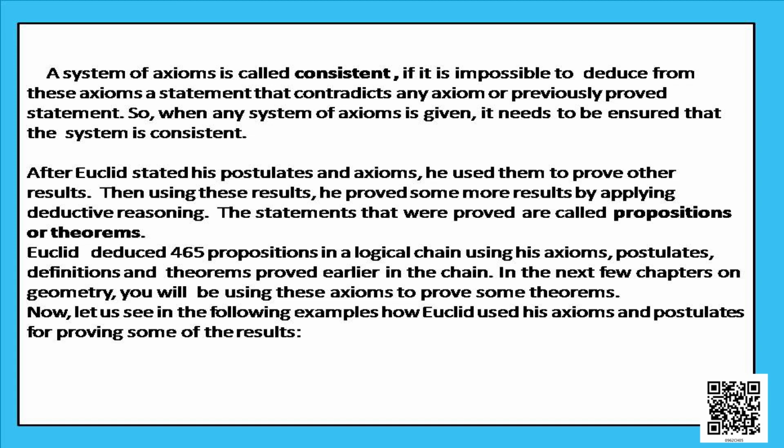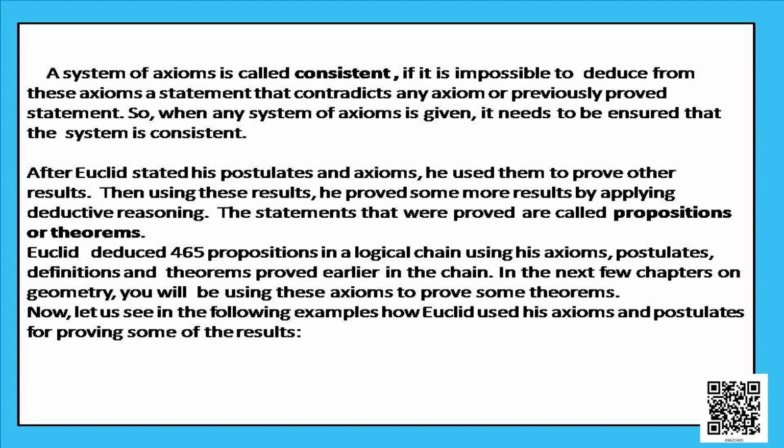After Euclid stated his postulates and axioms, he used them to prove other results. Then using these results, he proved some more results by applying deductive reasoning. The statements that were proved are called propositions or theorems. Euclid deduced 465 propositions in a logical chain using his axioms, postulates, definitions and theorems proved earlier in the chain.